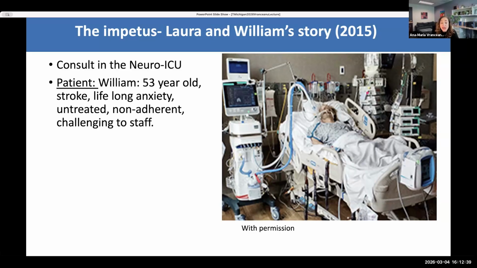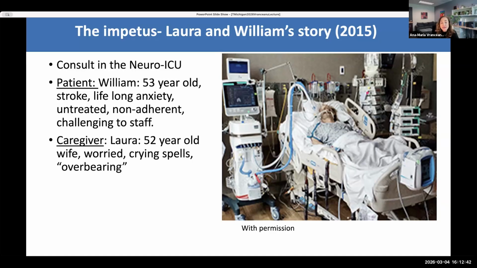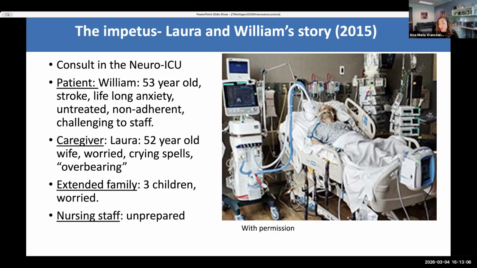I also met his wife, Laura, who was 52 years old. They had been married for 20 years. They had three grown kids. One was expecting his first child. Laura was described by the nursing staff as very worried, a bit overbearing, and unable to leave William's bedside. The children were also worried, and the staff was overwhelmed and could not keep up. This is a typical picture of what you can see in the Neuro ICU.